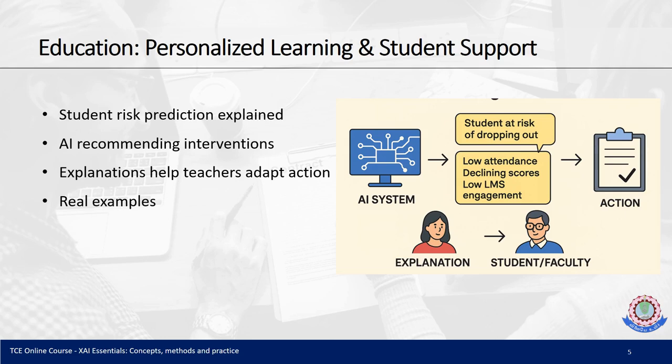For example, through feature importance analysis, educators can see exactly which factors led to the prediction, allowing them to tailor the intervention, such as giving an extra tutoring class or counseling, or conducting engagement programs. These explanations not only empower educators but also help students understand their strengths and weaknesses, supporting a human-centric learning environment.